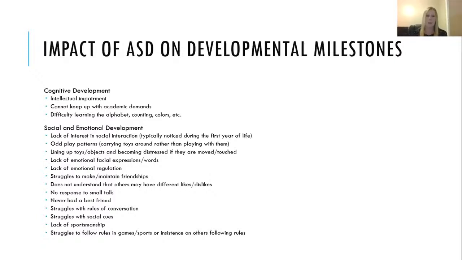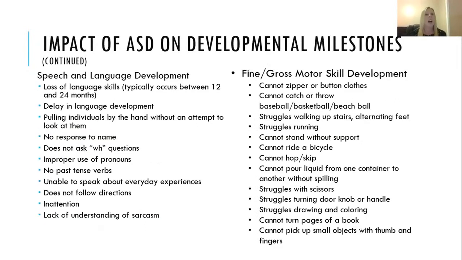In terms of speech and language development, we may see a loss of language skills. So they say mama, dada, single words, and then all of a sudden stop talking completely. And that usually happens between 12 and 24 months, which is when we see that. There may just also be a delay in language development too. So maybe they're 3 years old and they haven't started saying any words. Then we kind of know something might be a little off here.